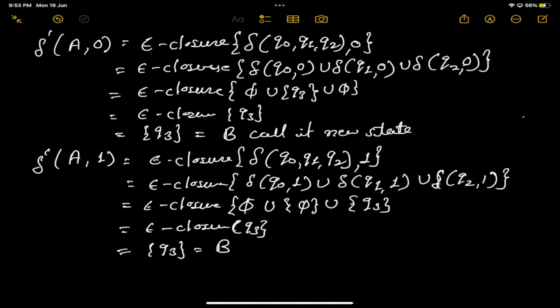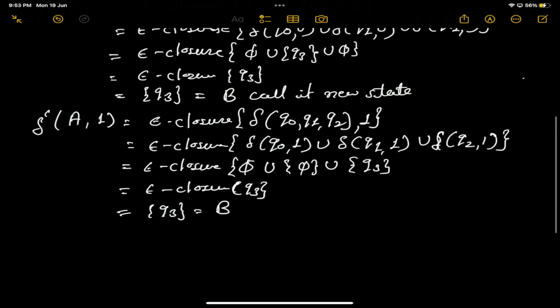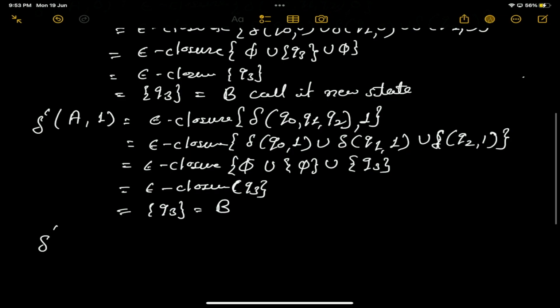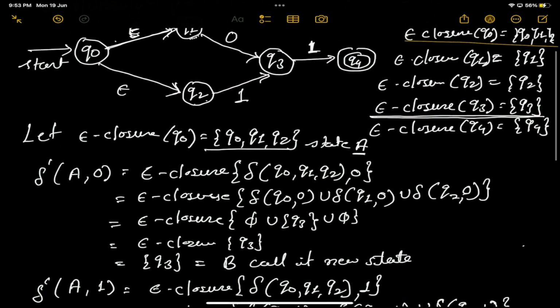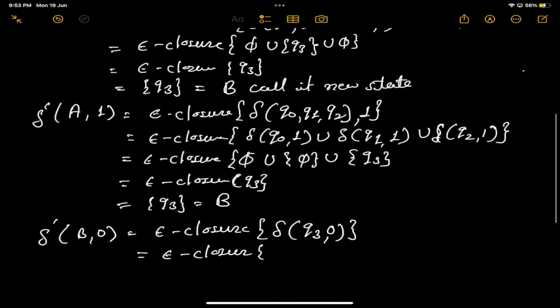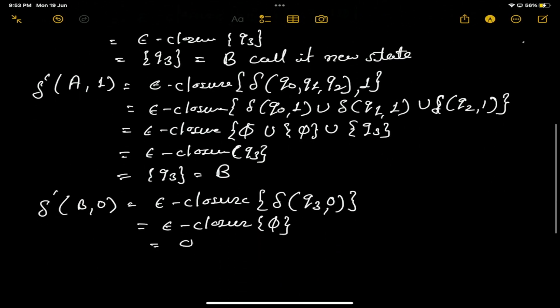Now the next one: we find the extended transitions for the new state, that is B. Delta dash of B with input 0 is equal to the epsilon closure of Q3 with input 0, since B means Q3. Q3 with input 0 gives phi. So we get phi.